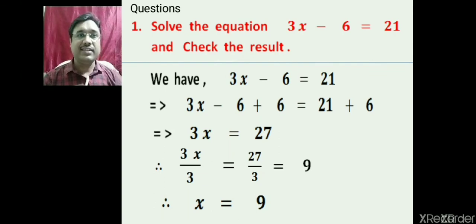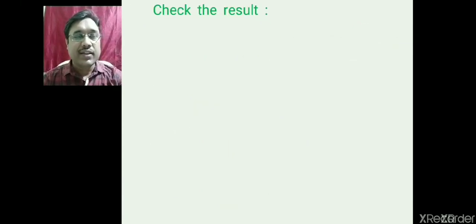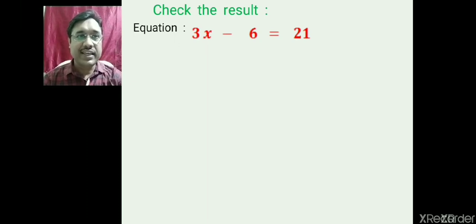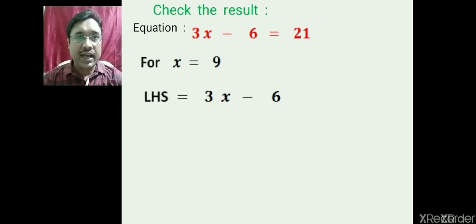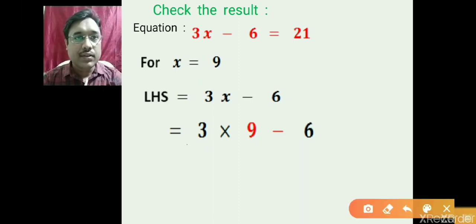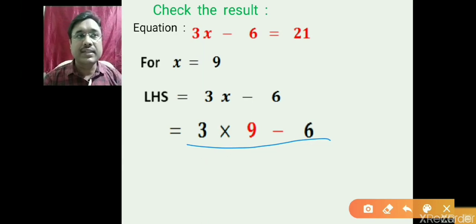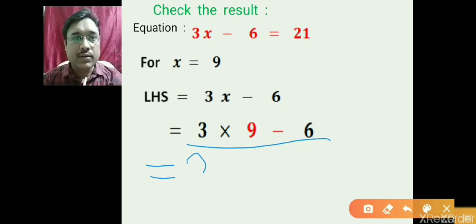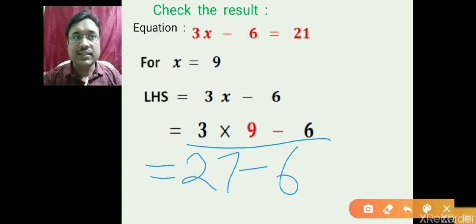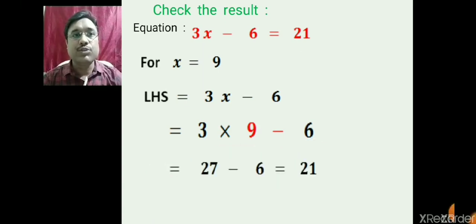Now we will check the result. Here it is said that check the result also. Then we will substitute, we will put the value of x in the expression 3x minus 6 equals 21. So to check the result, first you write the equation 3x minus 6 equals 21. Then for x equals 9, the LHS is 3x minus 6, that means 3 into 9 minus 6, where x is 9 here. So 3 into 9 minus 6 means it is 27 minus 6. This only you will get here. So that means it is 21.